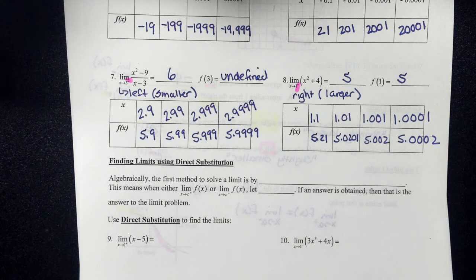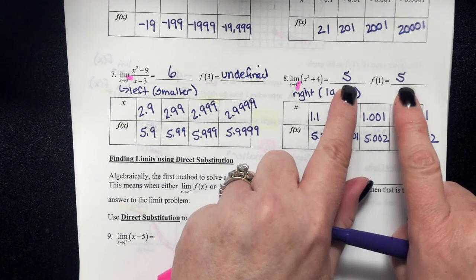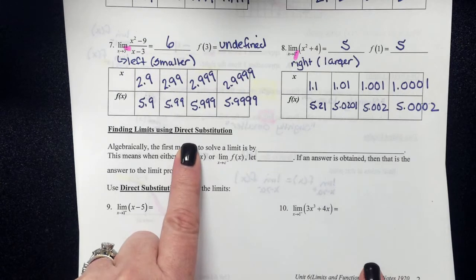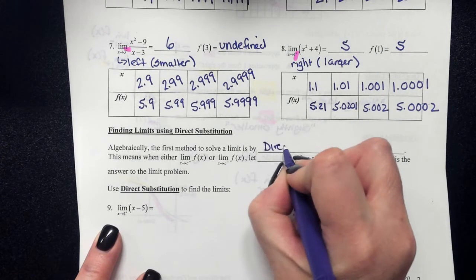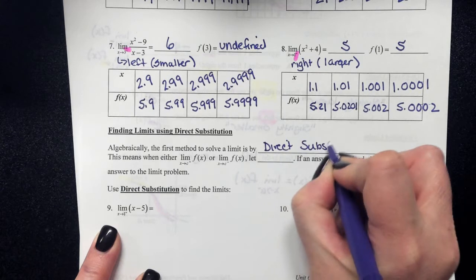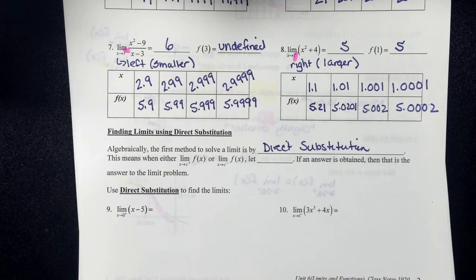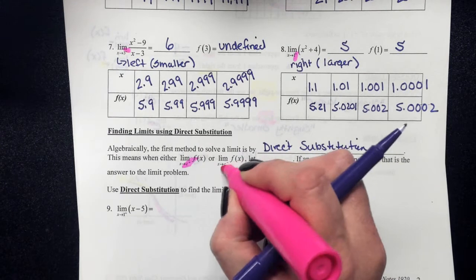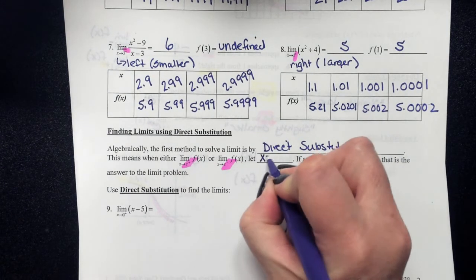All right? So when the limit is exactly the same as the defined value, you can find limits using what we call direct substitution. So the way you solve a limit is by direct substitution. So now we're going to move away from tables and talk about algebraically how you can find limits. And it doesn't matter whether you're coming from the right or coming from the left. All you're going to do is you're going to let x be equal to c.